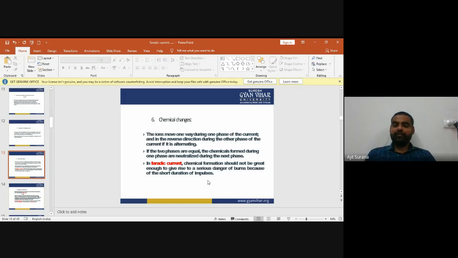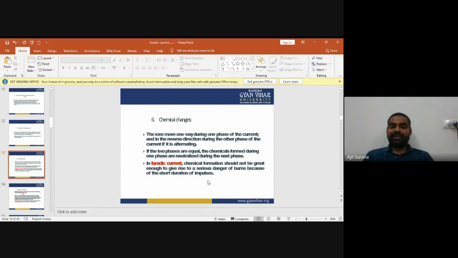The ions move one way during one phase of the current and in the reverse direction during the other phase of the current, if it is alternating. If the two phases are equal, the chemicals formed during one phase are neutralized during the next phase.